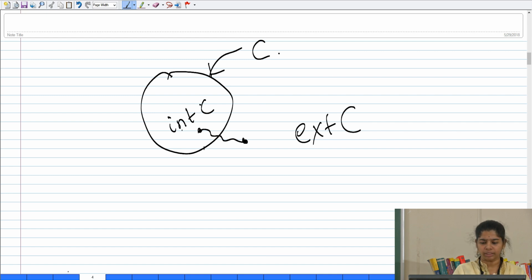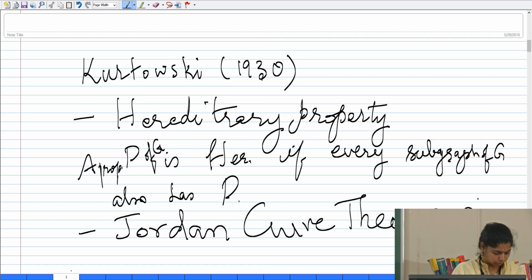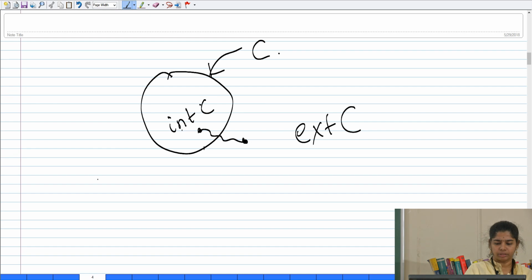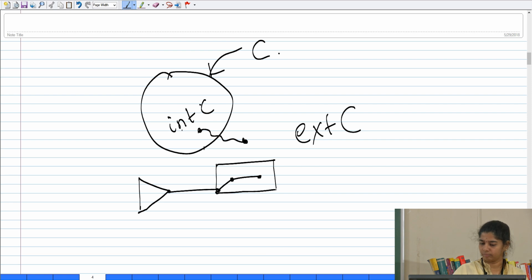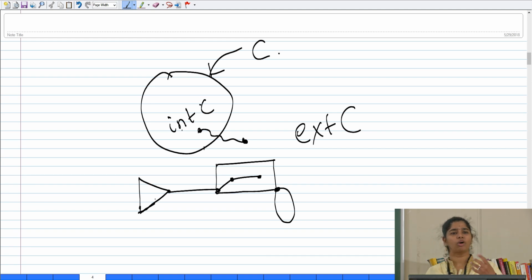So, this is what Jordan's curve theorem states, that any closed curve divides the plane into 3 different parts, right. So, coming to our problem here, let me just draw a graph. How many regions? Every region here we will call a face.